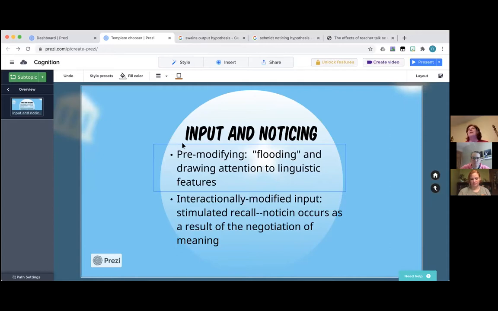And that was more declarative knowledge. Anyway, okay, and then interactionally modifying input. Stimulated recall, no, and there's a typo there. Noticing occurs as a result of the negotiation of meaning, and that's on page 152.